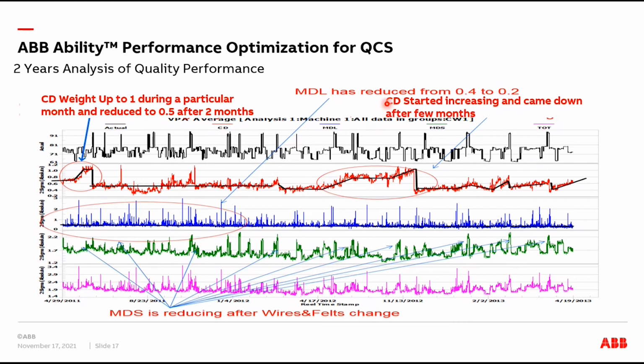Here is also one example where MD has reduced from 0.4 to 0.2. Initially it was low and then it started increasing. So the customer has an overview of the data and can see what changes have been made in the machine which have impacted this, or whether tuning has been carried out, or whether it has to be tuned after some time, because as the system ages, the loops need tuning.